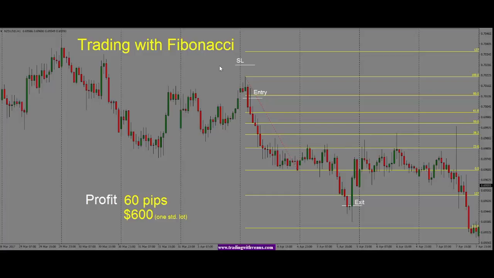So the Fibonacci helps us in trade planning on where to take our profits, and also it shows us whether the price is likely to go lower or not, just by looking at how much pullbacks we get, because that shows us where the momentum lies in the trade. So in this case, from our entry to exit here, we have 60 pips in the trade, or $600 when trading one standard lot.